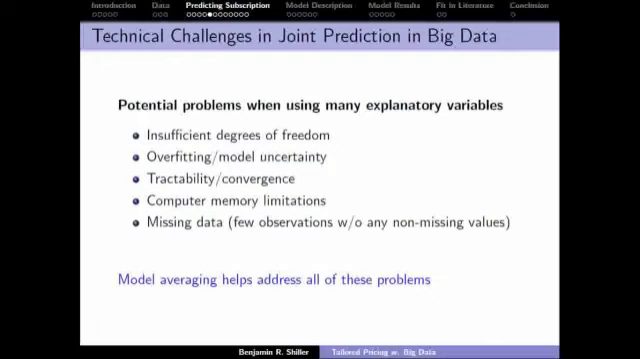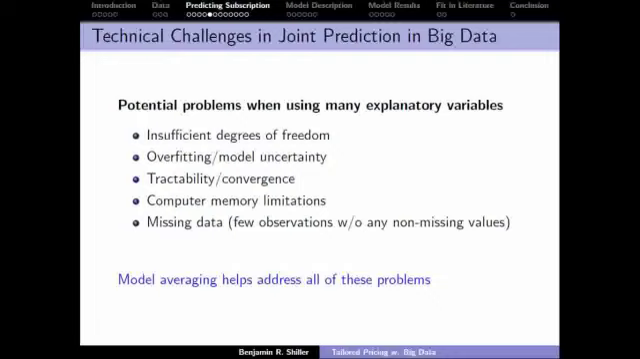There are a number of problems that tend to result when you have a very large number of explanatory variables. And so I list a number of them here. So insufficient degrees of freedom. Here I actually have more observations than variables, but it doesn't have to be the case, especially as you increase the number of variables or if you have a small sample. Overfitting can be a problem, particularly if some of the errors are correlated across individuals. And tractability and convergence, so if you throw a lot of variables into a model, it may not actually yield a global optimum.